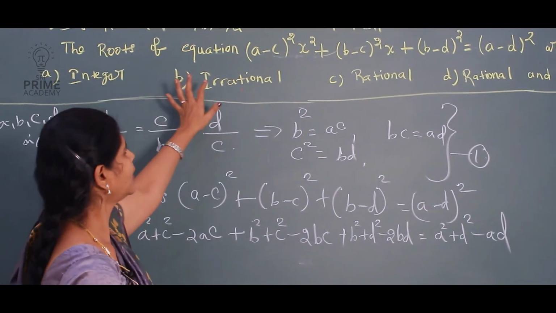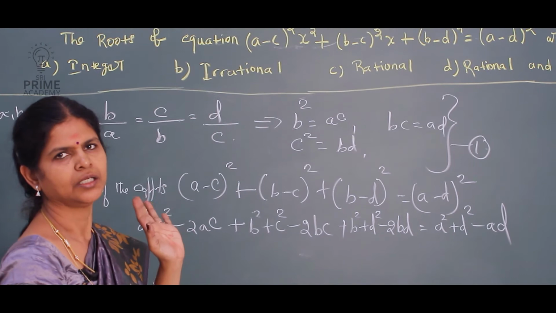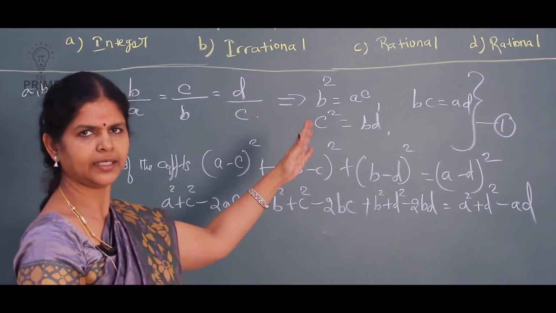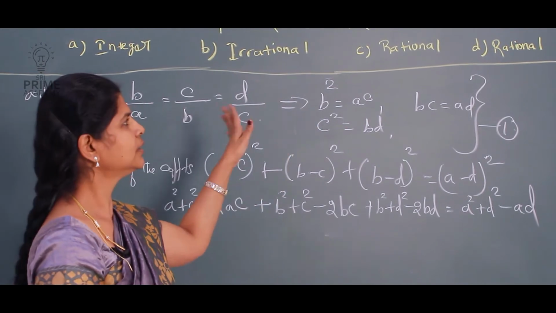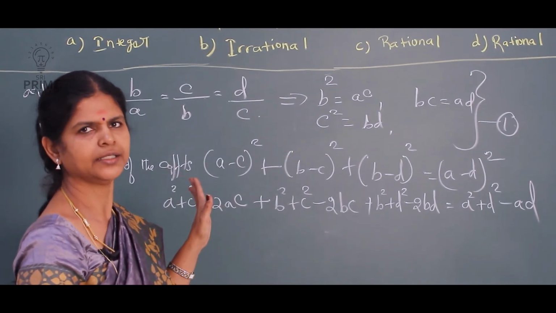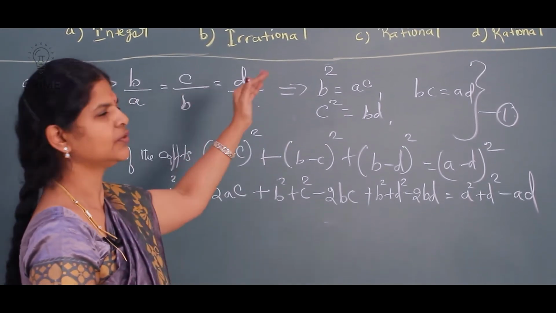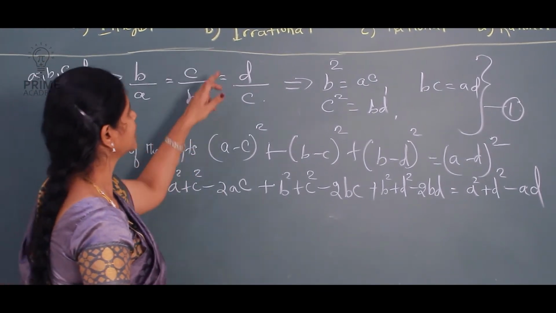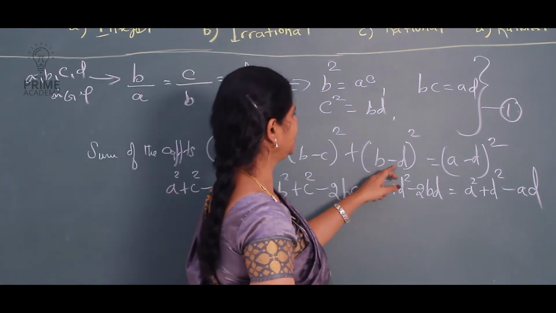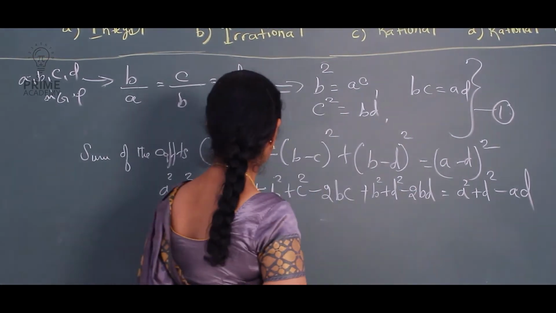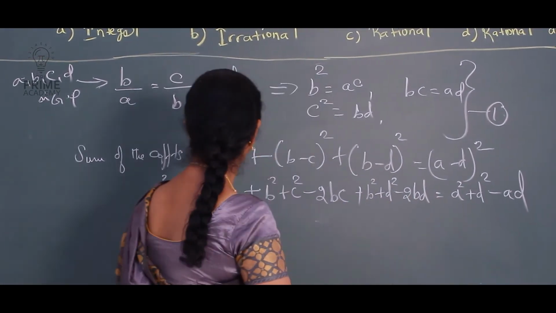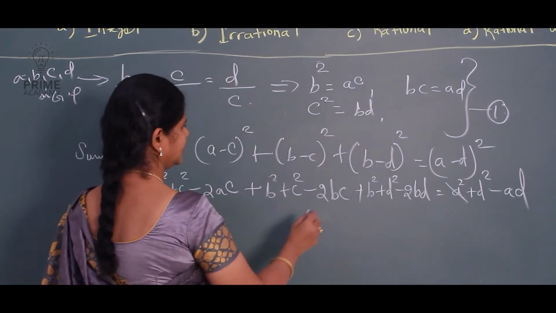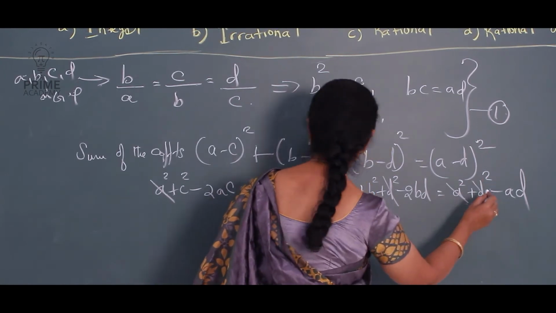So next you have to find the roots of this equation. Now we know that if the sum of the coefficients of a quadratic equation is 0, then the roots are rational. That is one condition. So let us check the sum of the coefficients. Okay, so the sum of the coefficients is (a minus c)(b minus c) plus (b minus d)(a minus d). So expand and substitute here: this a square gets cancelled and this a square cancelled, d square cancelled, d square cancelled.